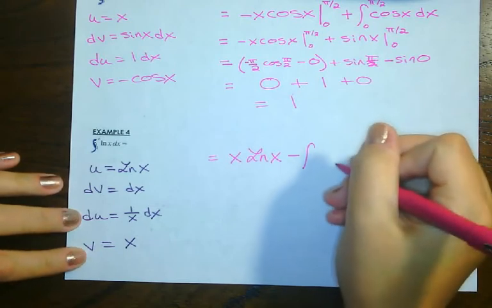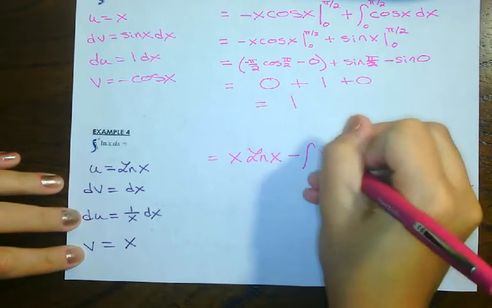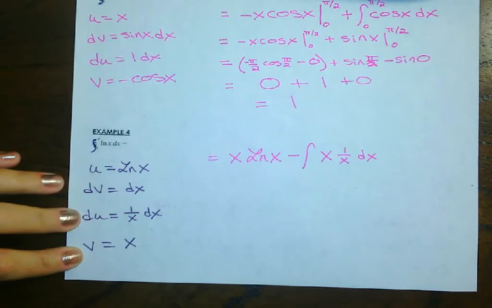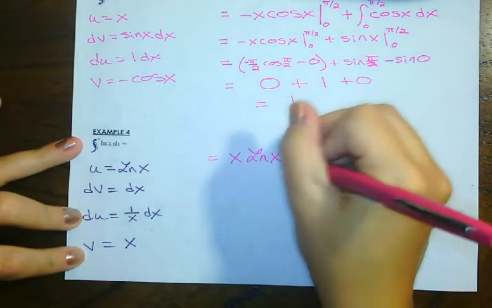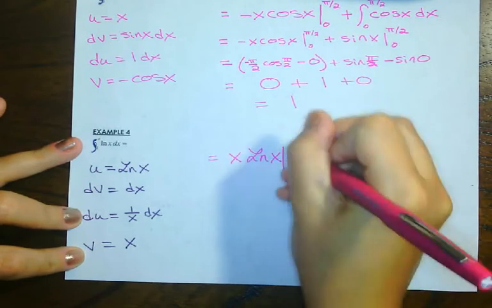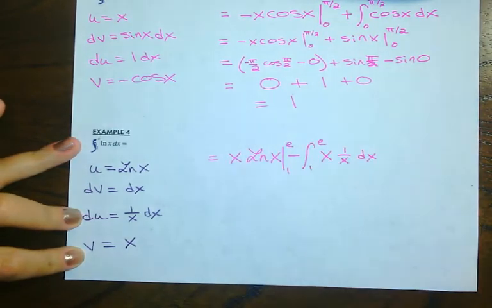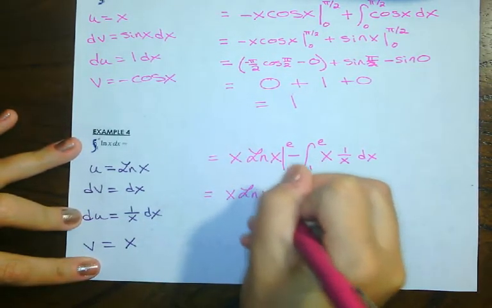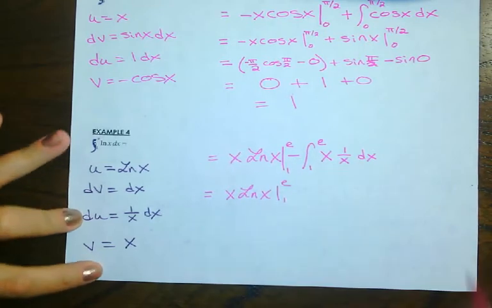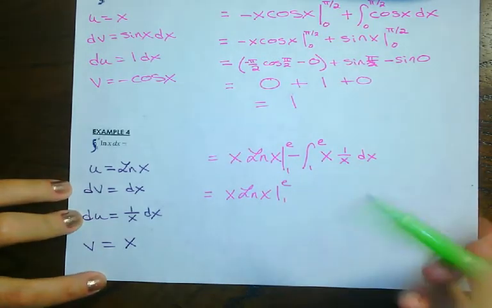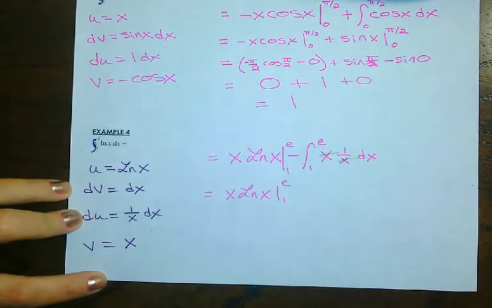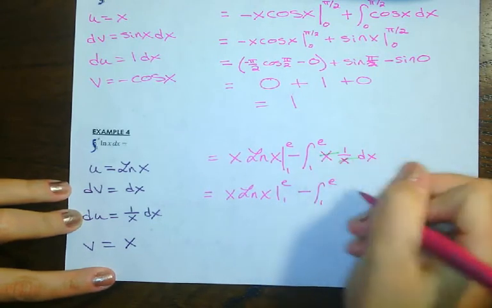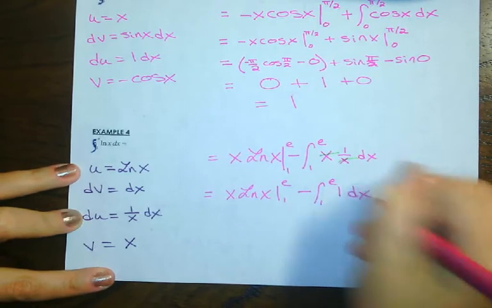Okay, so minus the integral of v, which is x, times du, which is 1 over x dx. And it's a definite integral, so I need to go ahead and evaluate from 1 to e here and from 1 to e there. All right, from here, probably just recopy this part for a moment. And then over here, I can do some canceling, right? This x takes out that x. So really what I'm left with is minus the integral from 1 to e of just 1 dx.